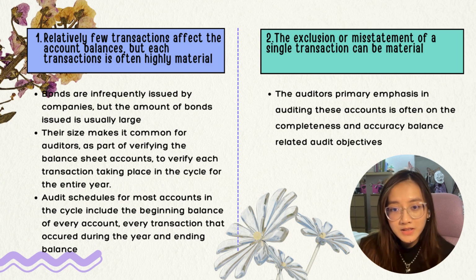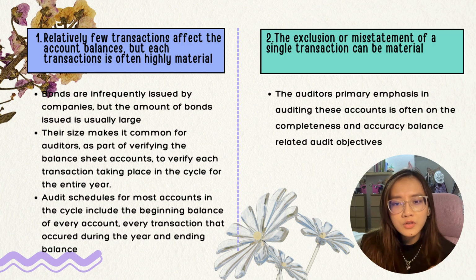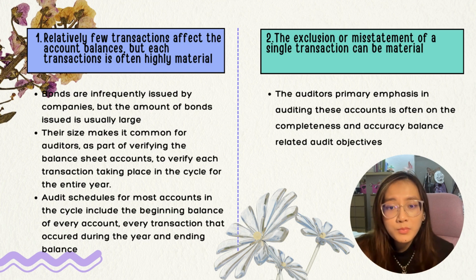Due to the significant amount involved in bond transactions, auditors typically verify each transaction individually. This thorough approach ensures the accuracy and completeness of the financial information related to the bonds in the balance sheet. Since each transaction is material, missing or misstating even a single transaction could significantly impact the financial statements. Audit schedules for most accounts in the cycle include the beginning balance of every account, every transaction that occurred during the year, and the ending balance.